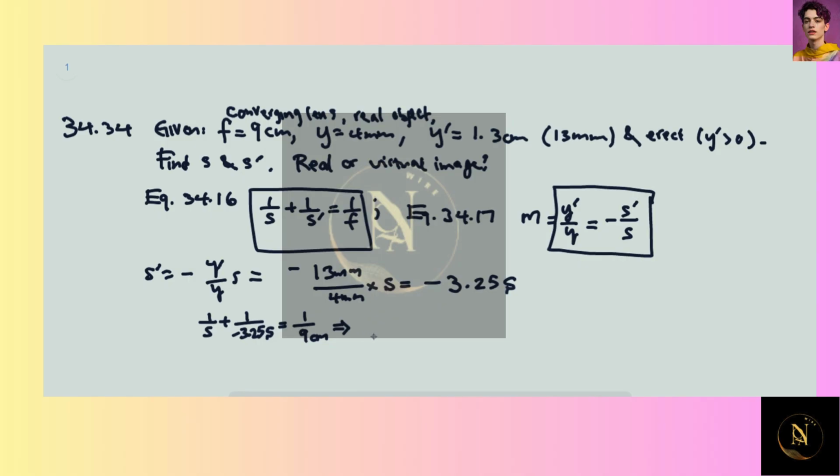So I have 3.25 minus 1 over 3.25 S, and that's equal to 1 over 9 centimeters. And then I can solve this for S, and that gives me an S of 6.23 centimeters.